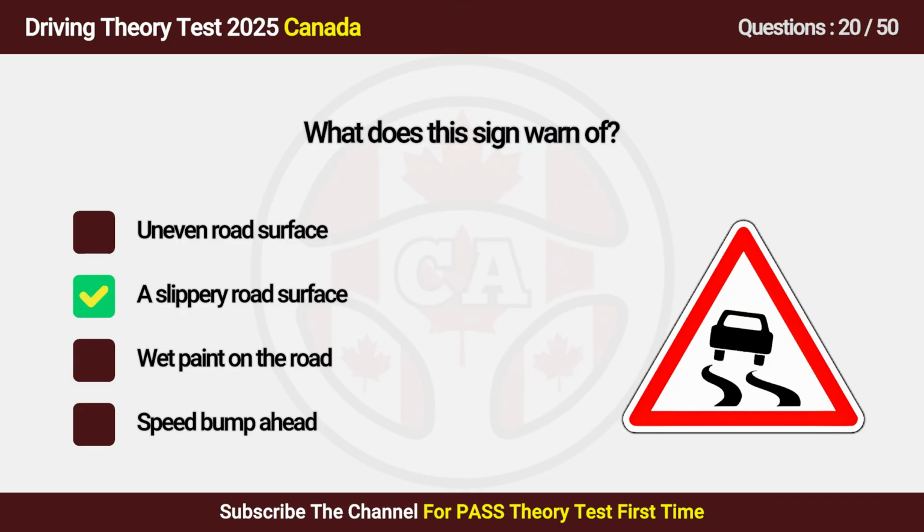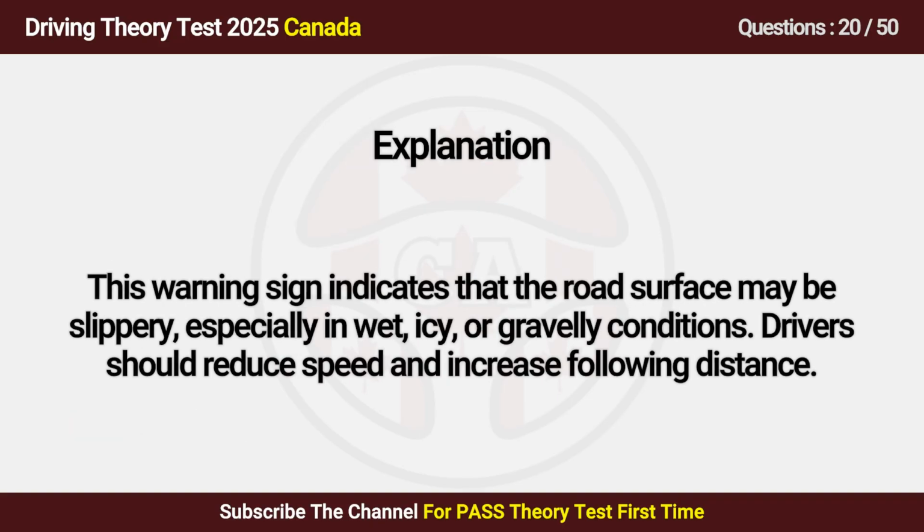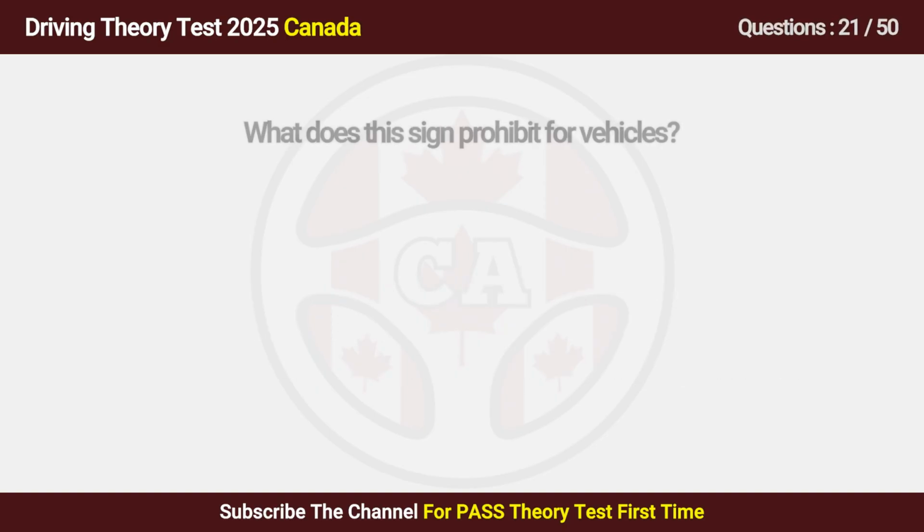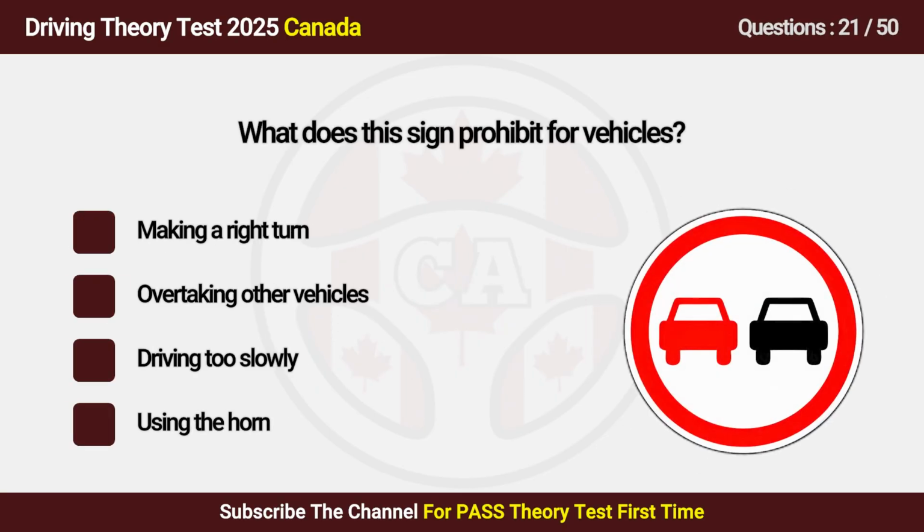Answer is B. A slippery road surface. This warning sign indicates that the road surface may be slippery, especially in wet, icy, or gravelly conditions. Drivers should reduce speed and increase following distance. Question 21. What does this sign prohibit for vehicles?